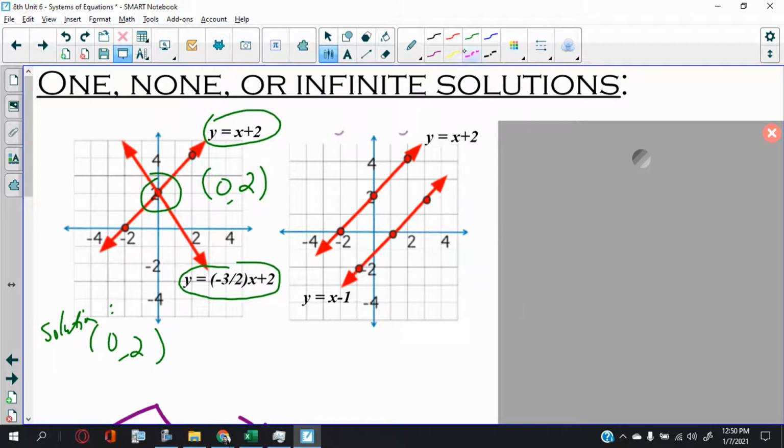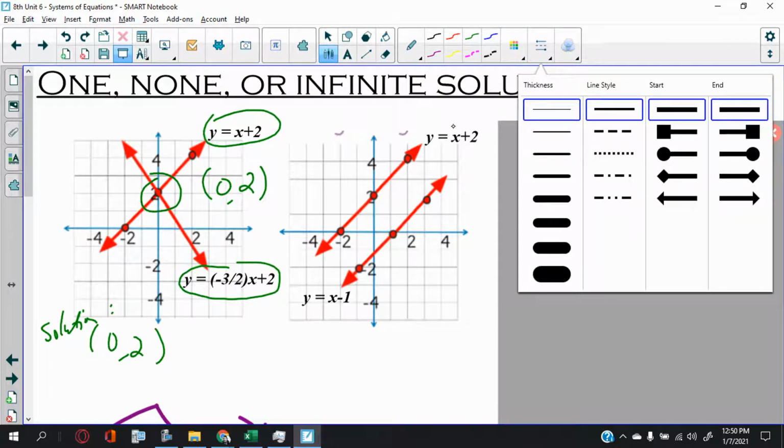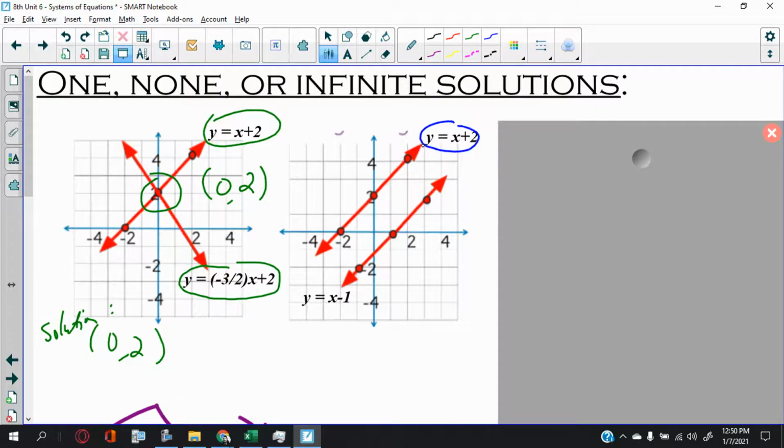Here, let me present to you a second scenario, which is something like this. This is my first line here on the left, which is y equals x plus 2. And the second one is y equals x minus 1. Have you noticed, if you were to graph both lines, these two lines are going the same direction and they're tilted the same way. So they're both slanted at the same angle, so to speak.